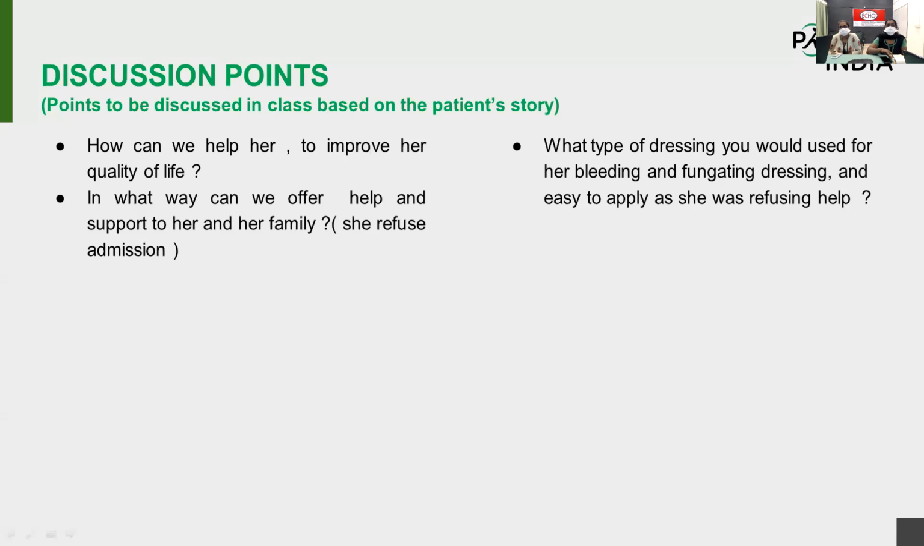Okay, the third question, we already discussed what type of dressings you would use for her bleeding and fungating wound. If there is a chance of bleeding, with a huge fungating ulcer, we can try to prevent bleeding. And if there is bleeding, we can apply sucralfate powder and tranexamic acid also, and adrenaline packs. In these patients they used adrenaline packs, and that would be good.